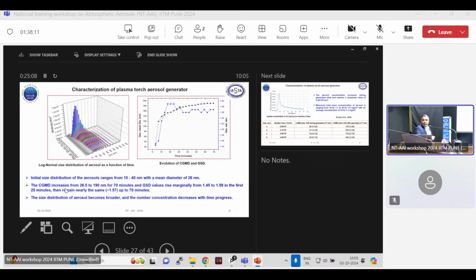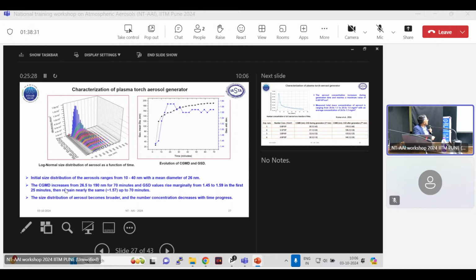Because of high concentration, immediately it has agglomerated and the size distribution has changed. And we stop in a 2 to 3 minute plasma torch. So only the initially generated particles are captured in the first scan. Then these are the agglomerated particles.